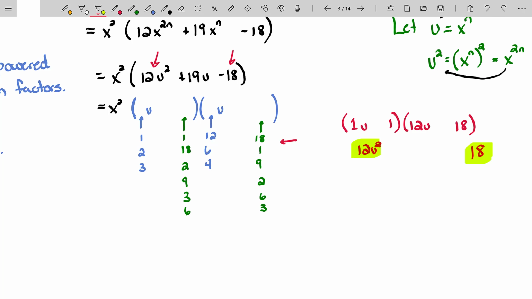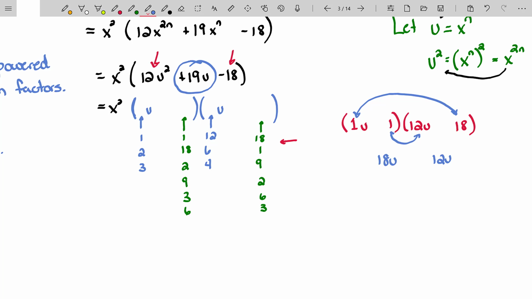What we do need to worry about, so I'm going to erase these now, is what are the products of the inner and outer numbers. So for example, in this case, we have an 18u and a 12u. I'm not going to say plus, I'm just going to say 18u and 12u. And the question is, is there any way to combine 18u and 12u to become a 19u? No. Adding, subtracting, no matter what you do, that will never become a 19. So I know immediately that this row containing the 18 and the 1 is not a candidate.